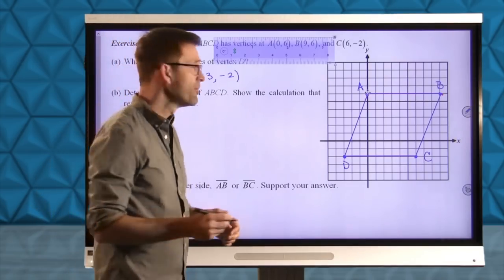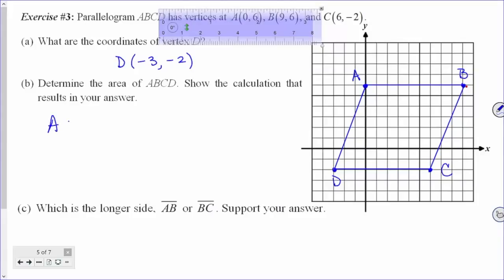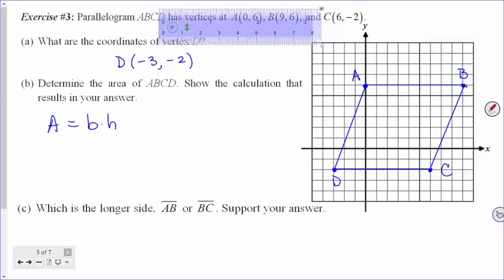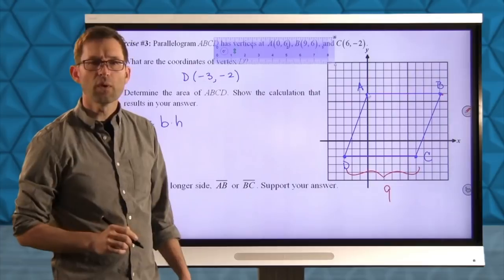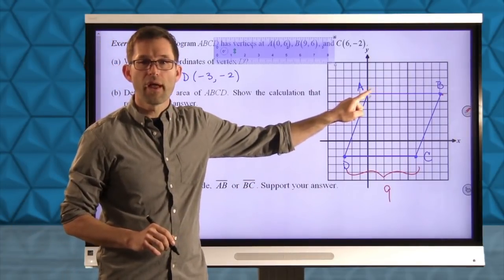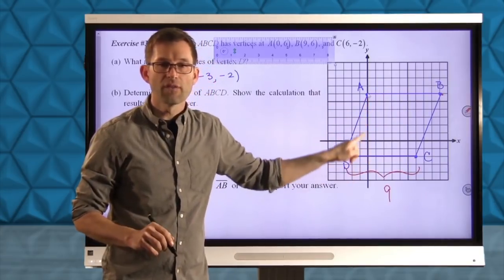All right, let's take a look. Well, the area of any parallelogram is given by base times height. The base is pretty simple here. And let me go in a different color just so that this stands out a little bit for us. All right. The base length is 9 units. The question is, what's its height? Well, the height is simply the vertical distance from either A or B down to the base.